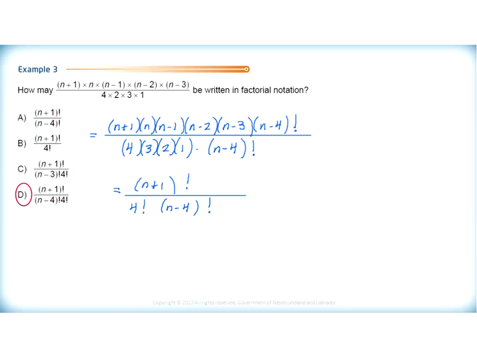So let's just check our answer to make sure. Here we have n plus 1 factorial, which is equal to n plus 1 times n minus 1 times n minus 2 times n minus 3 times n minus 4 factorial. That will cancel with the n minus 4 factorial in the denominator. And you are left with what you started with, n plus 1 times n minus 1, n minus 2 times n minus 3, all divided by 4 factorial.